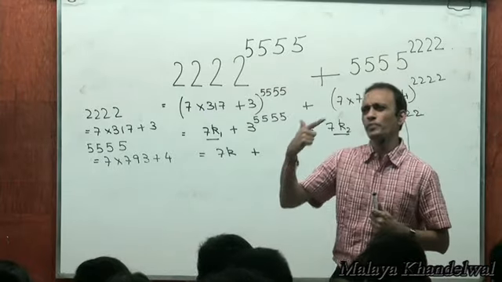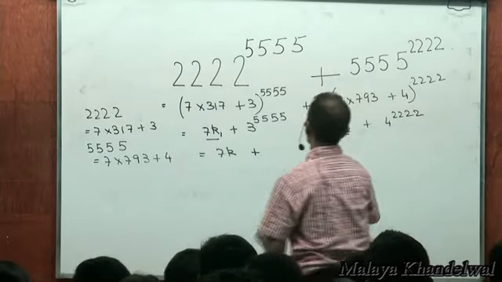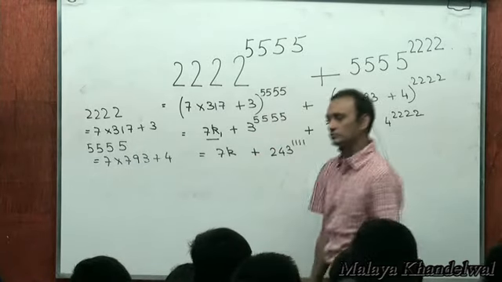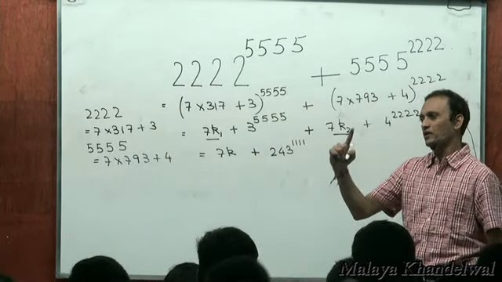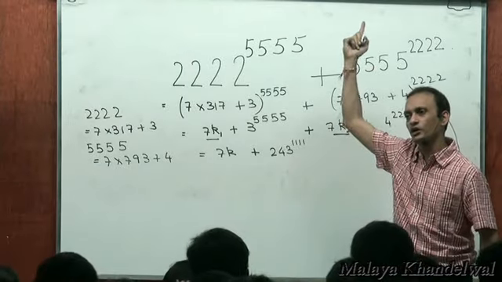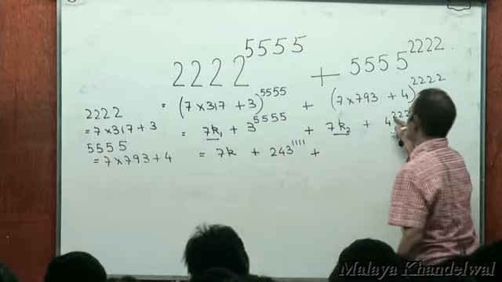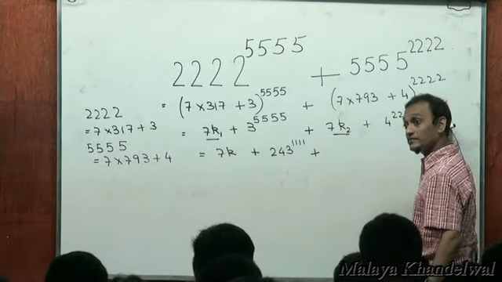Now 3 to power 5 is 243, isn't it? So this is 243 to the power 1111, 3 to power 5 whole to power 1111. 3 to power 5 is 243. Right? Plus 16 to the power 1111.